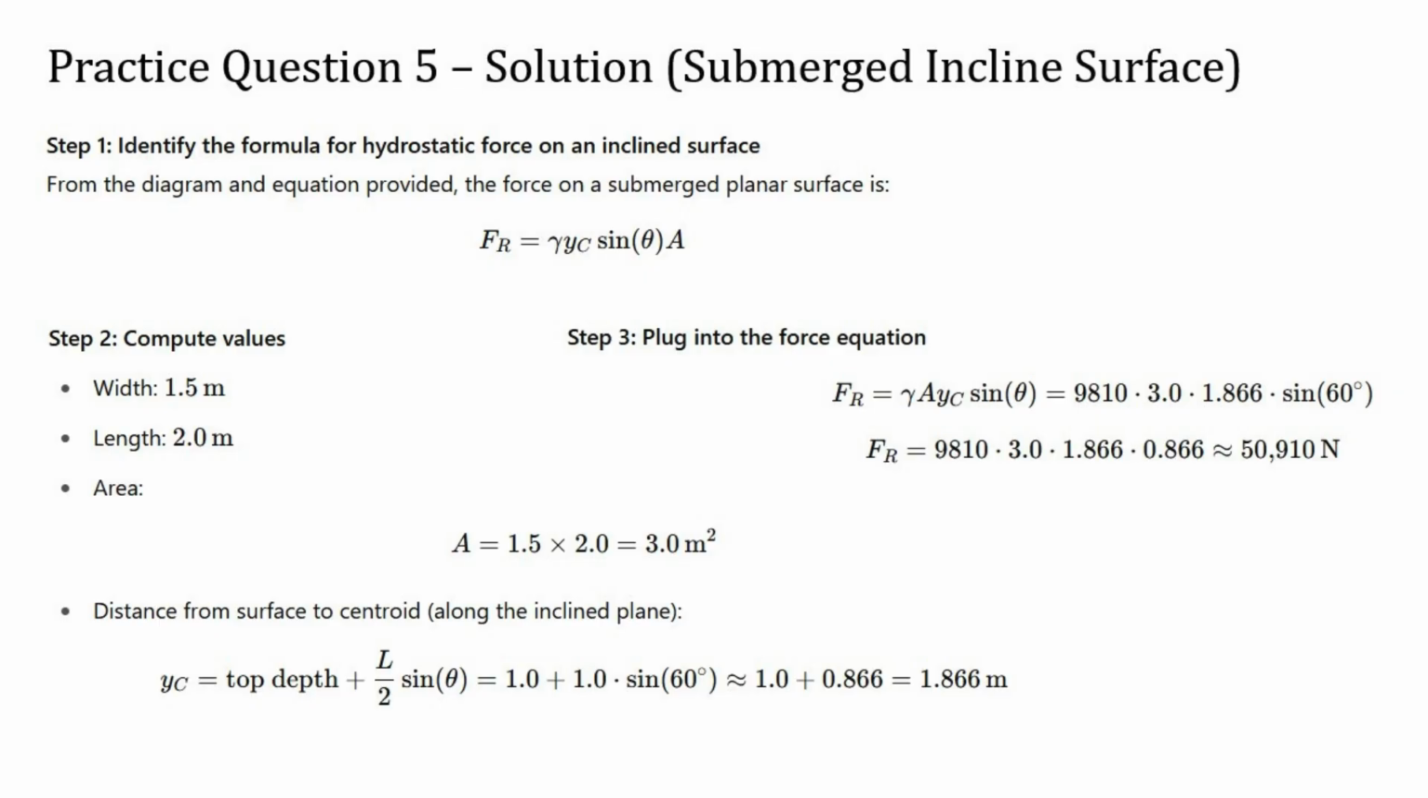Now that we have the specific weight, area, slant depth to centroid, and sine of the angle, we substitute these values into the force equation. This results in approximately 50,910 newtons. Therefore, answer choice C is correct.